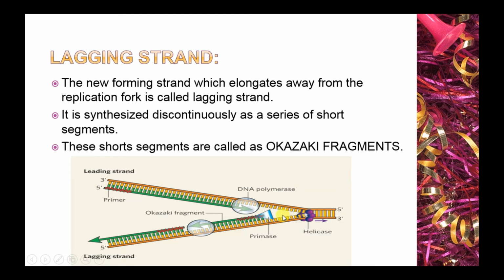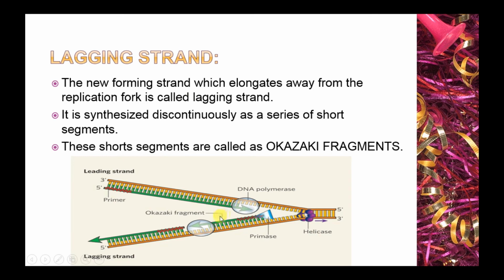One more thing which is important for you: the Okazaki fragments contain about 100 to 200 nucleotides in eukaryotes, and 1000 to 2000 nucleotides in prokaryotes. It's an important point that the Okazaki fragments are about 100 to 200 nucleotides long in eukaryotes and 1000 to 2000 nucleotides long in prokaryotes. These Okazaki fragments are always formed from the 5 prime end to the 3 prime end. This is its 5 prime end and this is its 3 prime end.